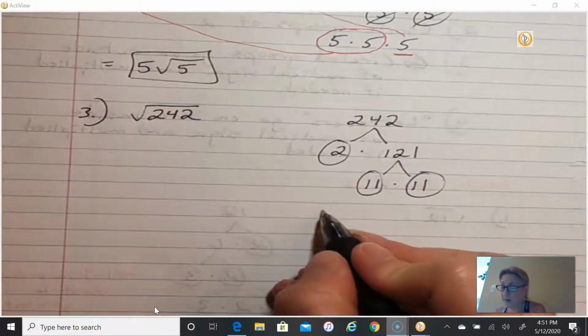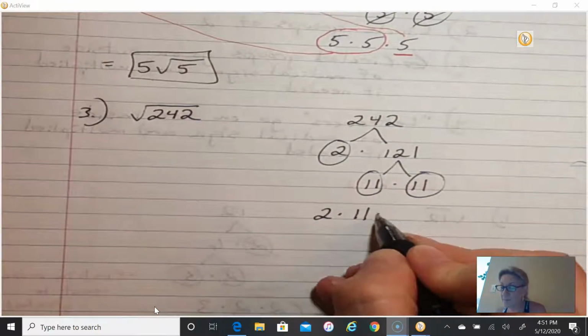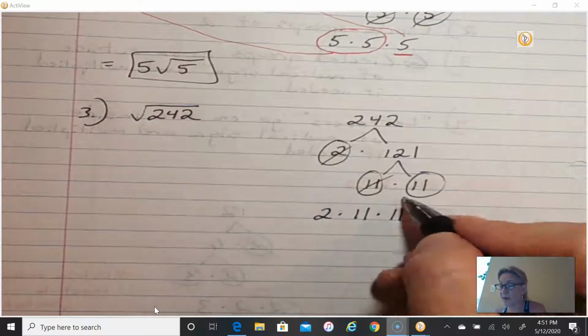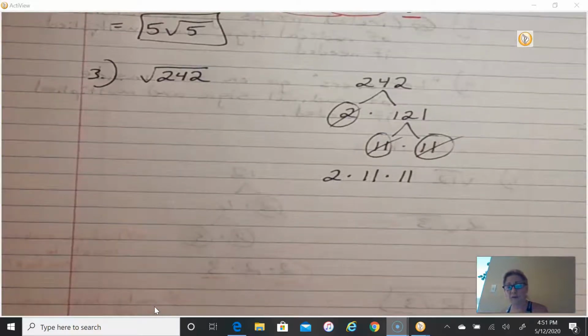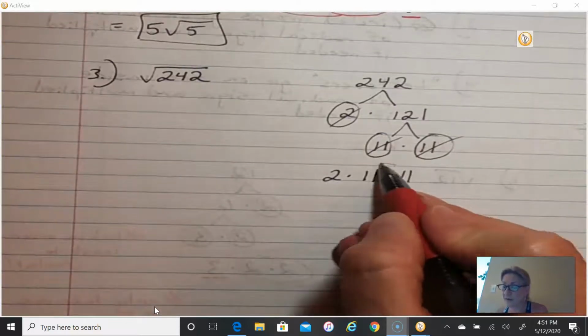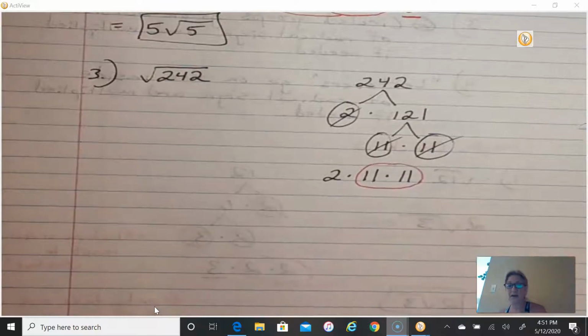So I'm going to rewrite my prime factors in order from least to greatest, and I should have crossed those out. Now, step 2, circle your groups of 2. We have 2 11s, so I'm going to circle my pair right there. 2 is going to be my leftover.